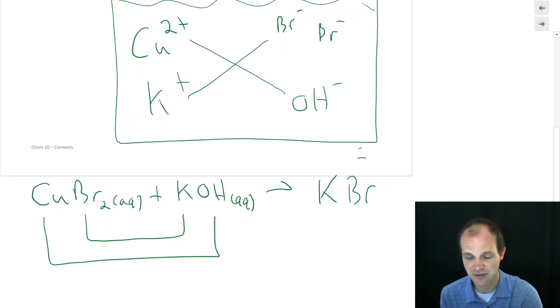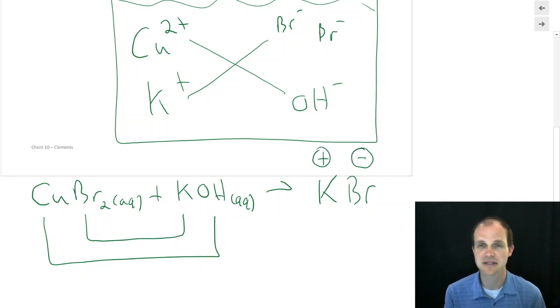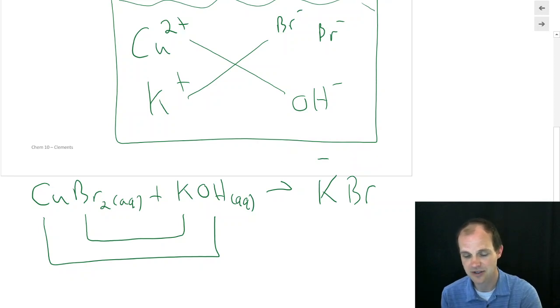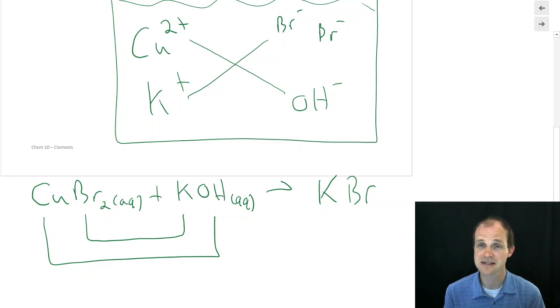What's the charge on bromine or bromide? It's a -1. What's the charge on potassium? It's a +1. +1 and -1, we just need 1 of each. So what are we going to do about that 2? How are we going to balance that out? We're going to balance this chemical reaction when we're done.